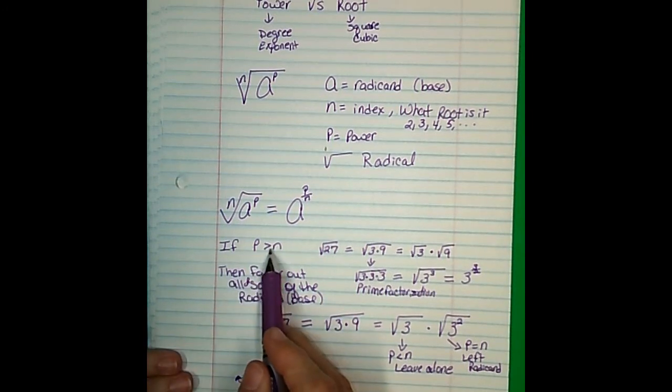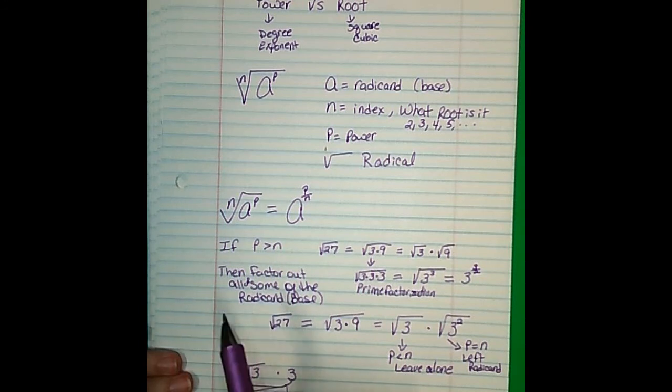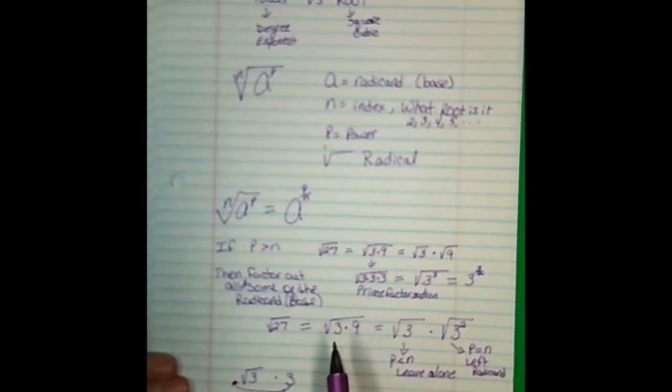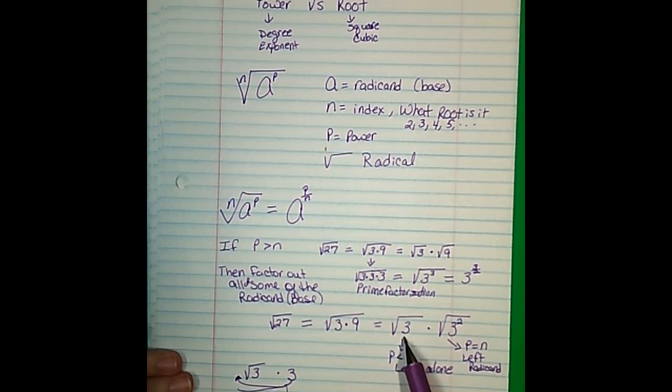If my power is greater than my index, we know that something, if not all, is going to factor out. If my power here is less than my index, which my power here is a 1, right, and it is less than 2, so we leave it alone. If my power is equal to my index, which my power here is 2 and my index is 2, then we're left with the radicand and everything else drops off, leaving me with 3. And then I'm going to rewrite it where it's neater, and I have 3 square root of 3. And that's it.